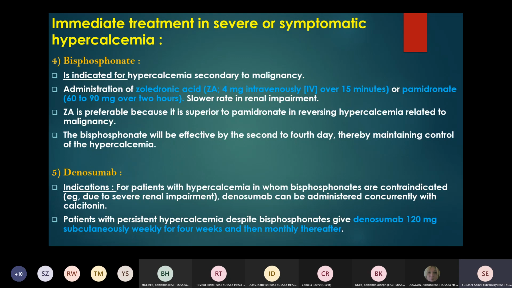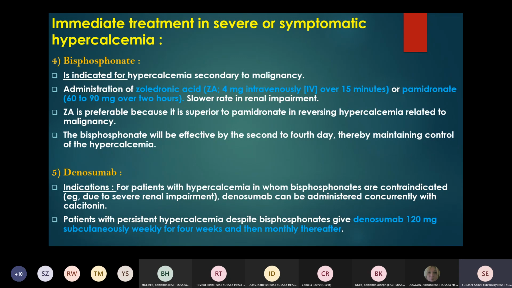You have to bear in mind that bisphosphonate will be effective only by the second or fourth day. So you can give it, but don't expect the calcium level to improve within 1 day or 2 days. It can take 48 hours to maybe even 4 days to improve the calcium level.